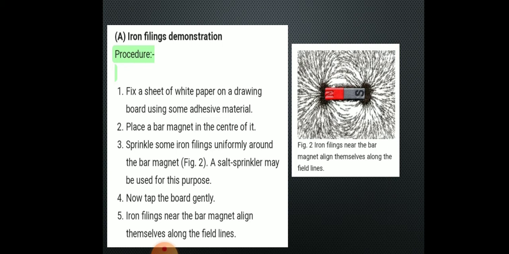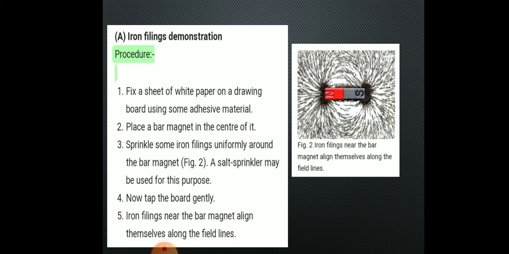The region surrounding a magnet in which the force of the magnet can be detected is said to have a magnetic field. The lines along which the iron filings arrange themselves represent the magnetic field lines. Okay, this is one of the ways we can find the magnetic field lines.